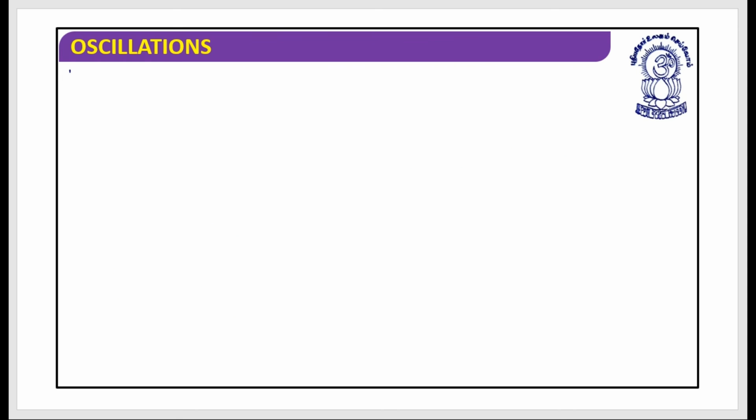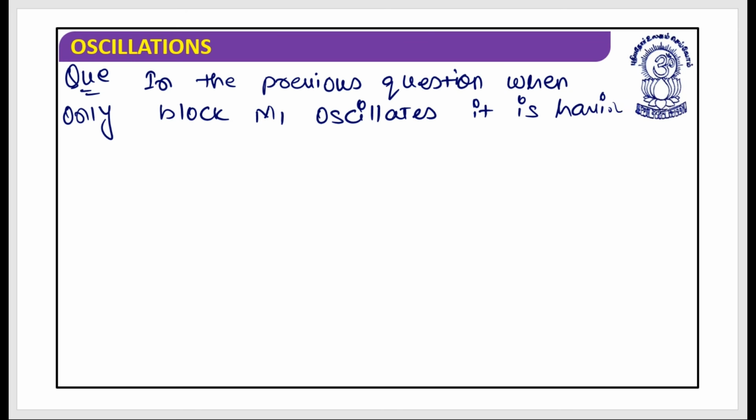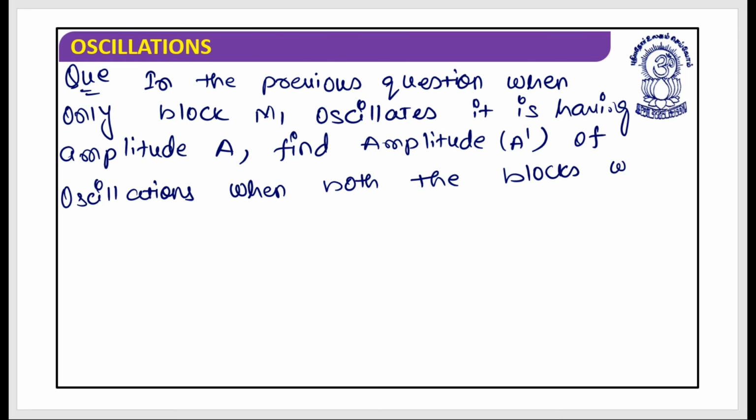This is very interesting. The question says that in the previous question, when only block m1 oscillates, it is having amplitude A. Find the amplitude, let's call it A dash, of oscillations when both the blocks were present.